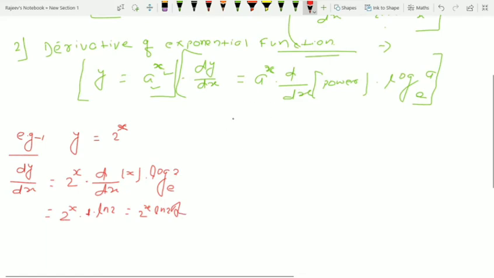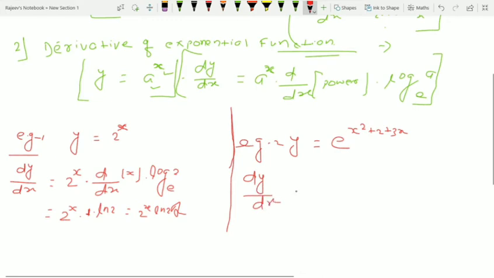We can take another example also. We can take one more example. Suppose that we have example number 2. y is equal to e raised to power x square plus 3x. Sorry, just write here 3x. If you have to find the differentiation here, what I can say is just put as it is, because it is also exponential, the base is constant and the power is variable.